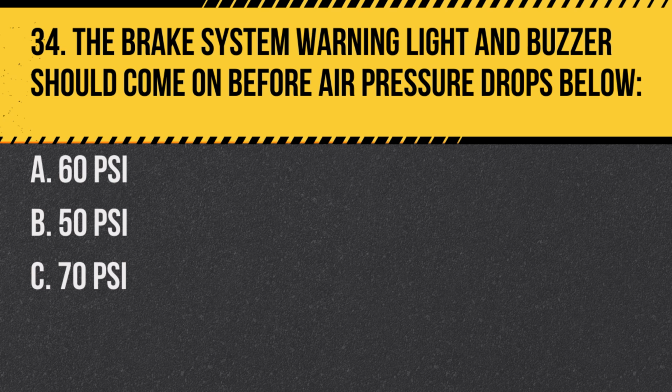Question 34. The brake system warning light and buzzer should come on before air pressure drops below. A. 60 psi. B. 50 psi. C. 70 psi. Answer: A. 60 psi. This warns the driver of low air pressure.